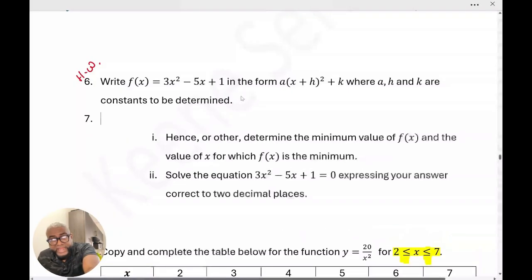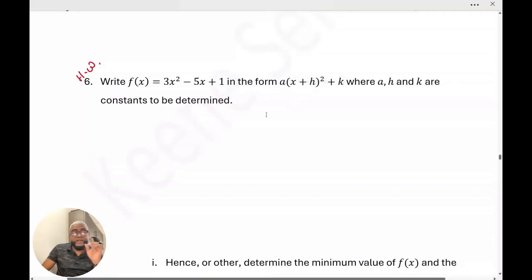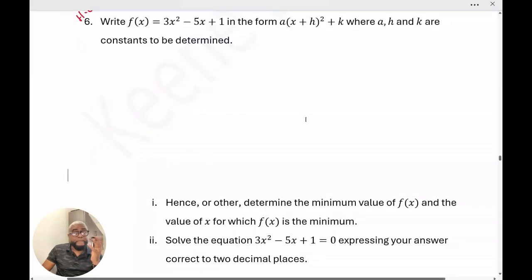So let me start with what they asked us above here. They want us to write this quadratic in this form. What does it mean to write a quadratic in this form? Completing the square. So they are asking us to complete the square.